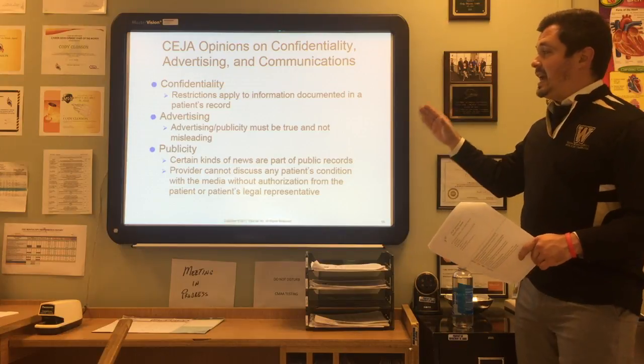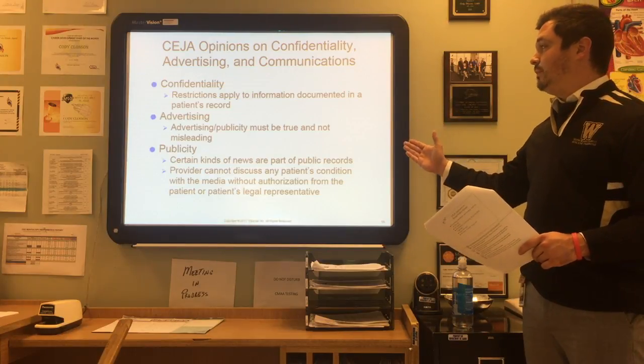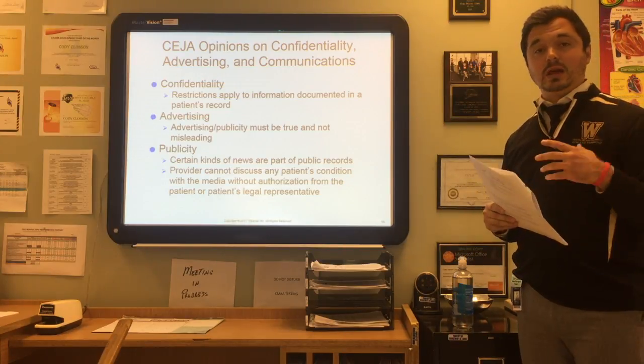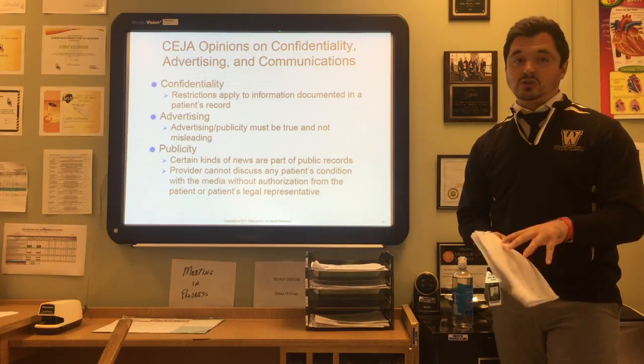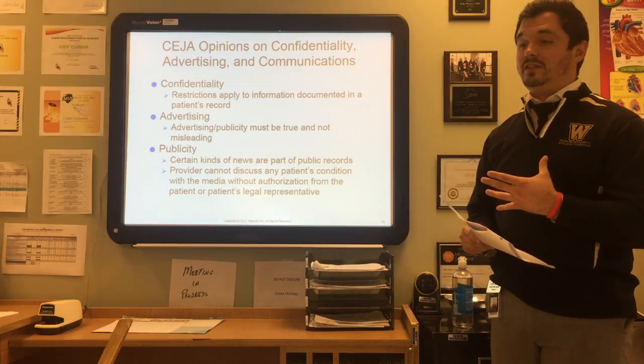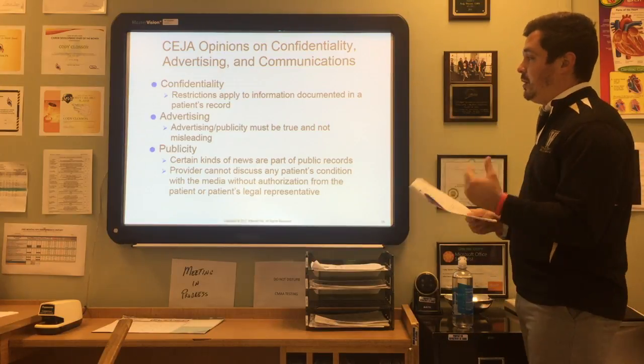Then they have advertising. Advertising and publicity must be true and not misleading. So if you're going to advertise your medical profession and your medical office, it has to be true and it cannot be misleading to bring in more profit, guys. You have to really put out what is happening.